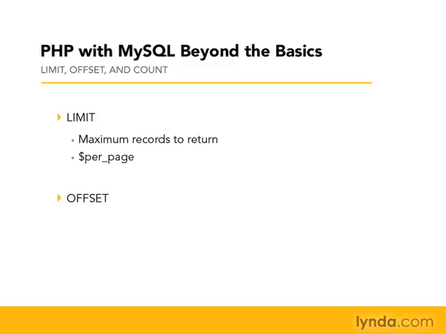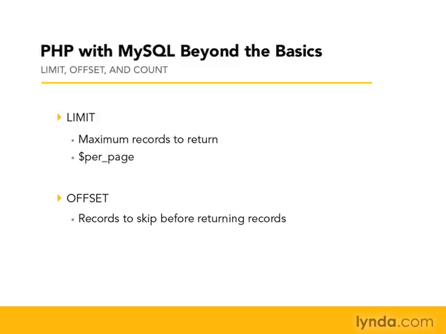Offset, though, is a little more complicated. Offset is the number of records that should be skipped before SQL starts returning records to us. The reason we need an offset is so that we don't always get the same records over and over again. If we have limit 20, it'll only give us 20 records, but we don't always want the first 20 records. Sometimes we want the second 20 records. We want to skip over the first 20 and then start with record 21 through 40. That's what offset allows us to do.